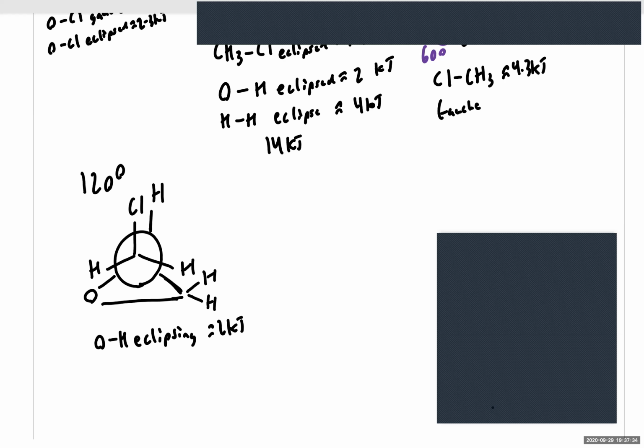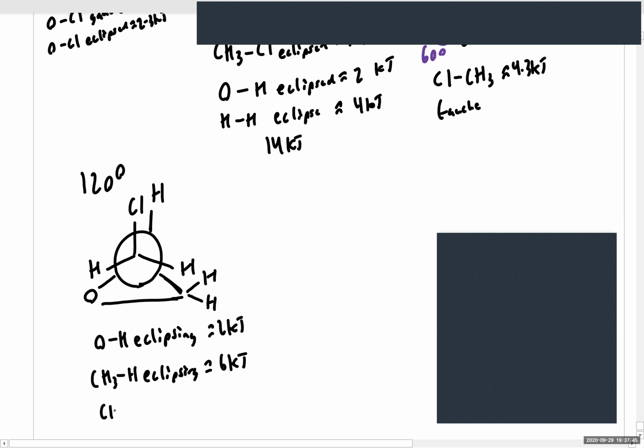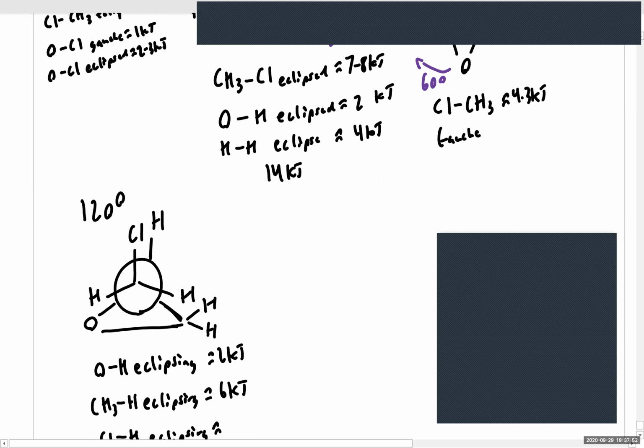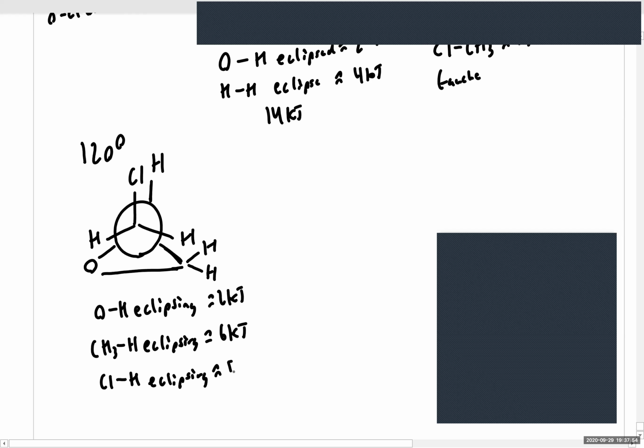Perfect. So just like we discussed, we also have a methyl hydrogen eclipsing interaction, which costs us around 6 kilojoules. And then we have a chlorine hydrogen eclipsing interaction, which I would estimate costs us around 5 kilojoules, a little bit more than a methyl-methyl. So we add this together and this structure has 13 kilojoules worth of strain.